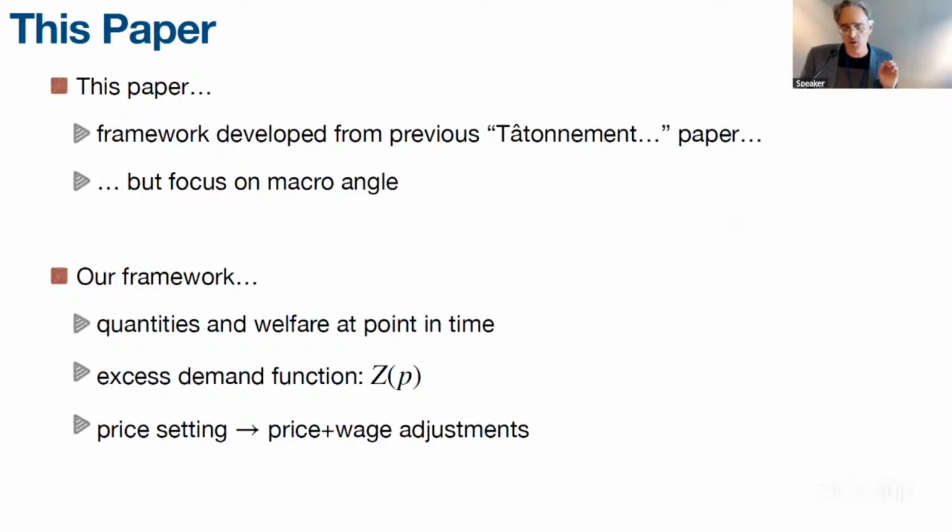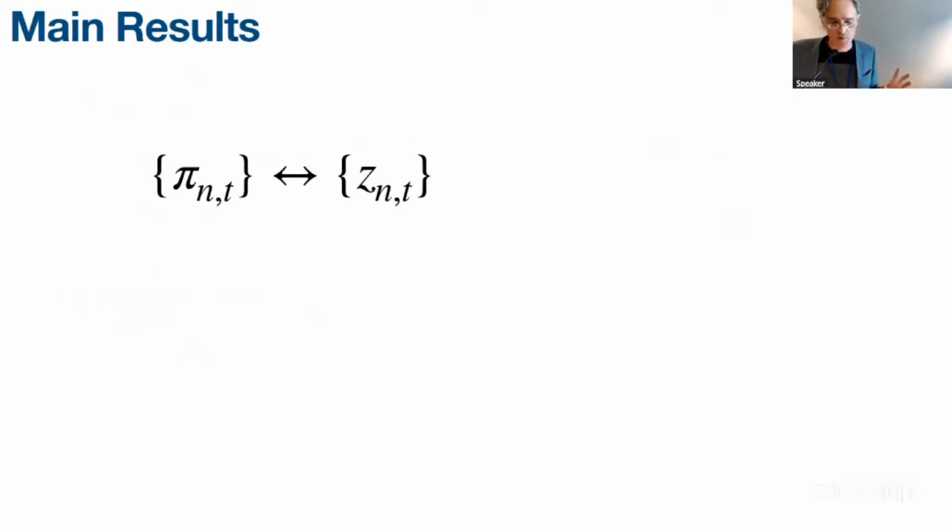So, to do that, we developed this whole thing in this other paper, and I'm going to show it to you again in a different light and focus on the macro angle. Our framework is going to look at quantities and welfare at points in time through the lens of an excess demand function. And then there'll be price setting that we have to think about in terms of that excess demand function as well. So what are some of the main results here, just to give you a sense, is I'm going to link inflation to excess demand.